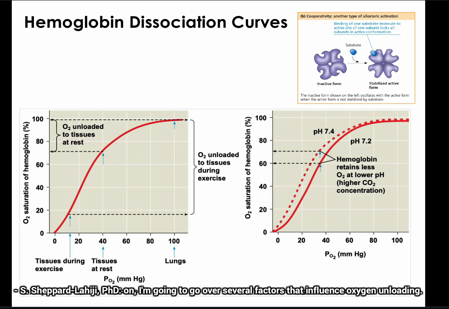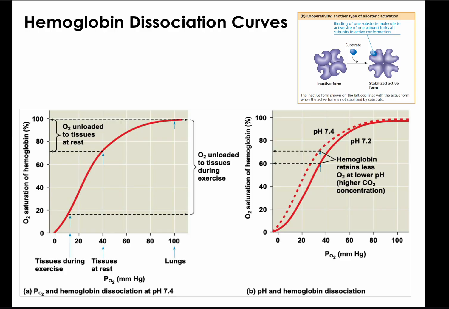And I'm going to go over several factors that influence oxygen unloading, but this would be an example of the Bohr effect. So when we have decreased pH, that causes the dissociation curve to shift to the right, which is the solid line, and that response is the Bohr effect or the Bohr curve.